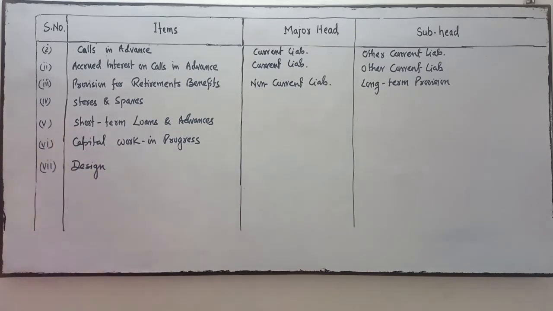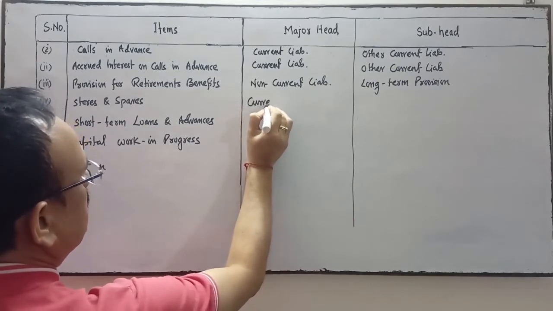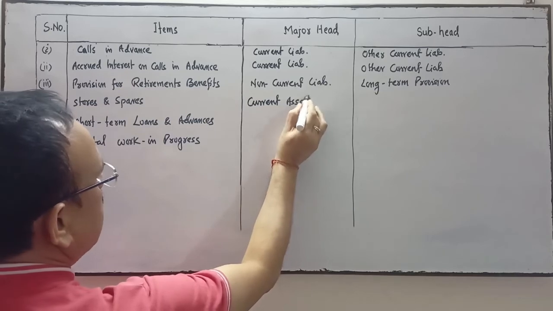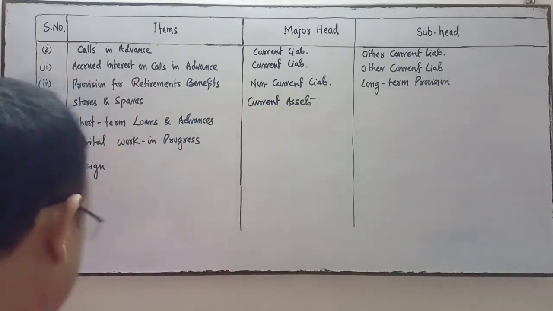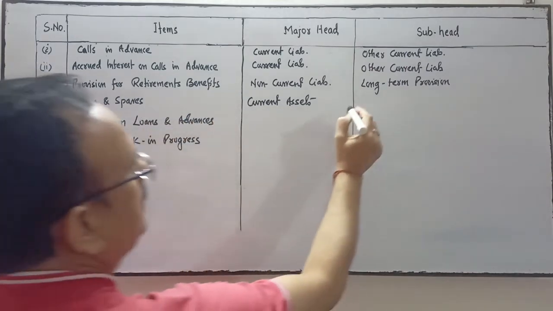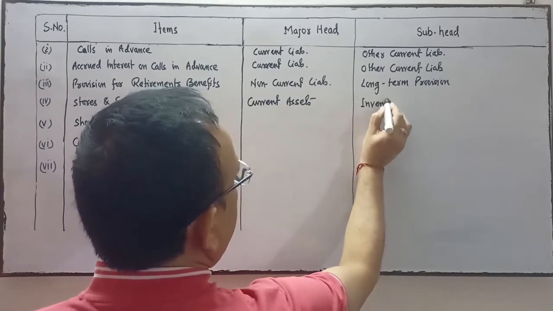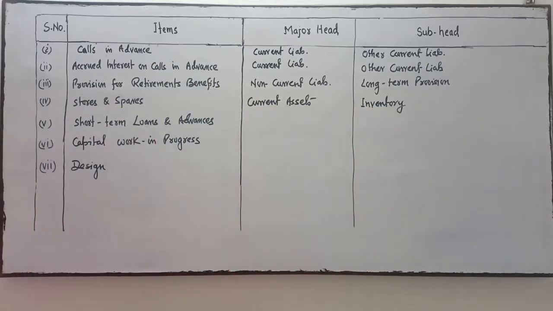Next is stores and spare parts. It comes under current assets, and under current assets the subheading is inventory. Stores and spare parts come under inventory.